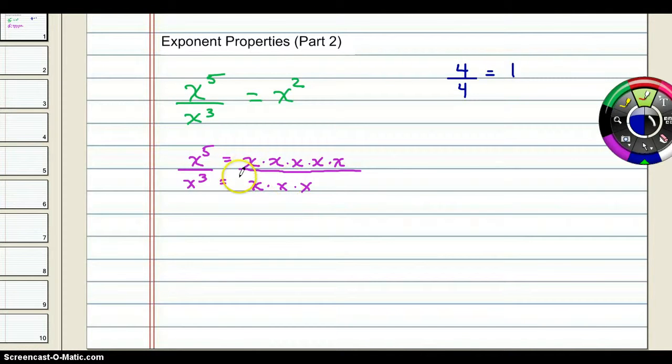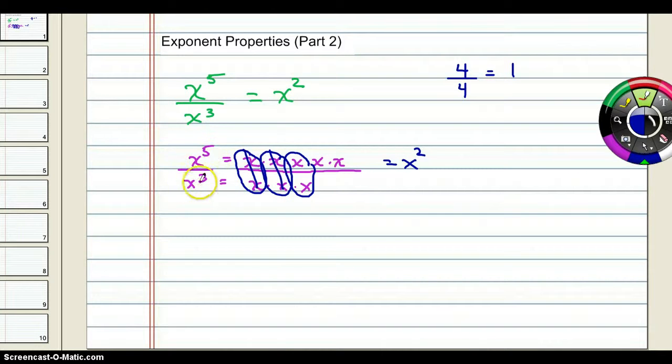Now remember, these x's are just numbers. So if this x here is 7, this one down here is 7 as well. And so what I have is 7 divided by 7, or in this case, x divided by x. So this x divided by x cancels out, or turns into a 1. So this is just 1 multiplied by another 1 multiplied by another 1. After we cancel those out, because they divided each other out, we're left with x times x, which is just x squared.